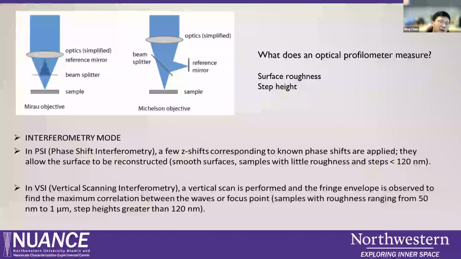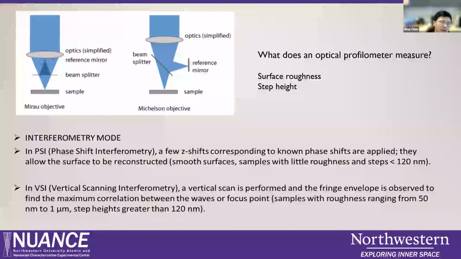There are different modes to measure. For a very smooth sample, at the nanometer scale, you cannot adjust the height too much. For this we use the phase shift mode, PSI mode. You don't need a vertical scan or to change Z. It is based on the small phase shift from different heights on the surface, and from this information we can get the topographic image. This is only used for very flat surfaces, typically less than 100 nanometers.